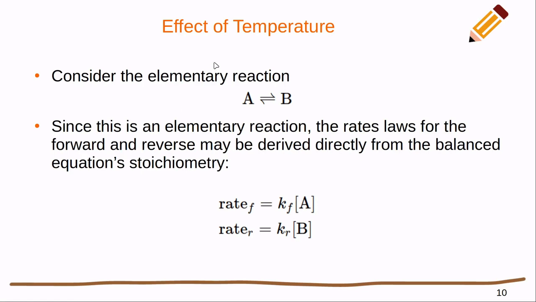Okay, so let's talk about the effect of temperature. We've seen what concentration does to a chemical equilibrium. Let's see what the effect of temperature is going to be. So what we're going to do is start by considering the simplest reversible elementary reaction here. Okay? We've seen that if we have the elementary reaction, we can derive those rate laws directly from it. So I can write a rate law for the forward reaction here, and I can write a rate law for the reverse reaction going the other way.